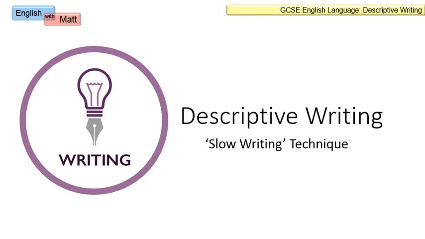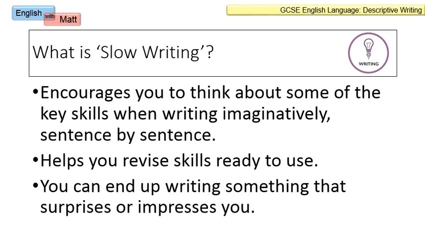In this video I'm going to be discussing the slow writing technique, which I often use with students when they are writing descriptive or story writing, broadly under the umbrella of imaginative or creative writing. The aim of the slow writing technique is to get students to think about their writing sentence by sentence, which is why it's called slow writing. And it encourages students to think about and remind themselves of the key techniques or the key skills that they can use in an exam when they are writing a piece of descriptive writing, for example.